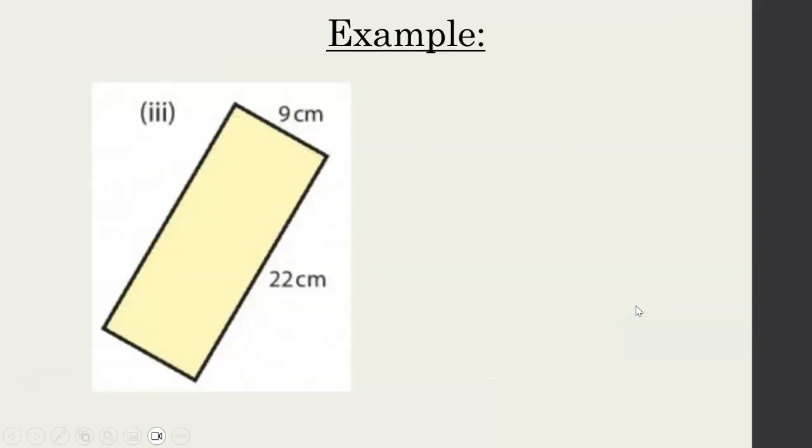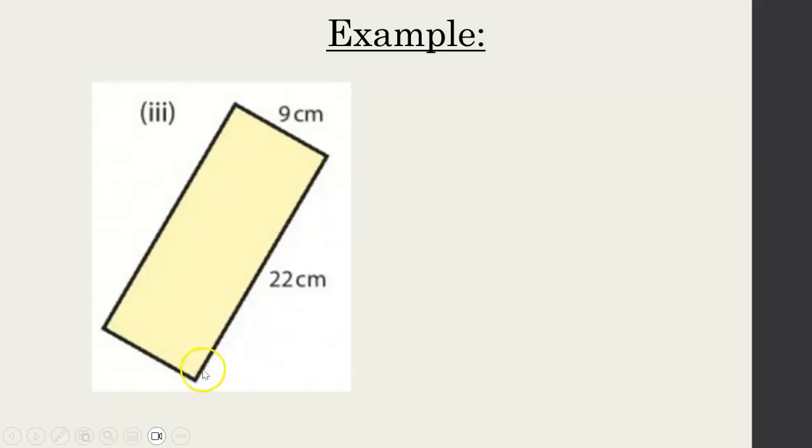So then the question is, let's say we had something like this. Now, is it a rectangle or is it a square? What is it? Well, it's a rectangle. Why? Because there's one side of length 22 centimeters. This side is also going to be 22 centimeters. This is 9 centimeters, 9 centimeters.